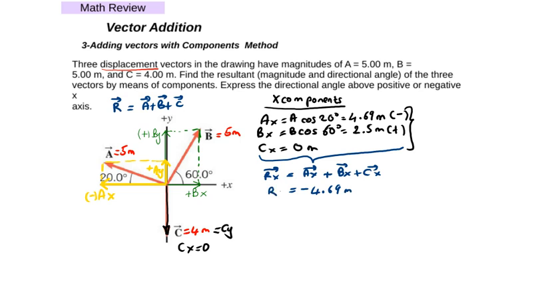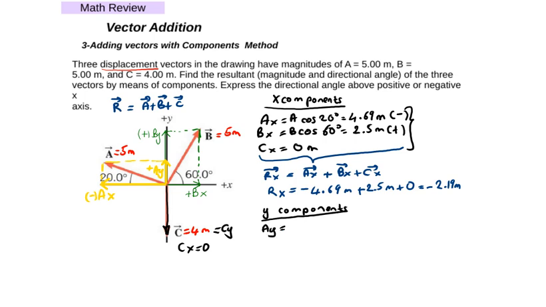And when I put the values, I have to take this as negative, so it's negative 4.69. Now I can drop the vector and put in values, and I'm adding the direction with plus and minus. Alright, Bx is 2.5 meters, Cx is 0. I'm going to check my answers here: minus 2.19 meters.